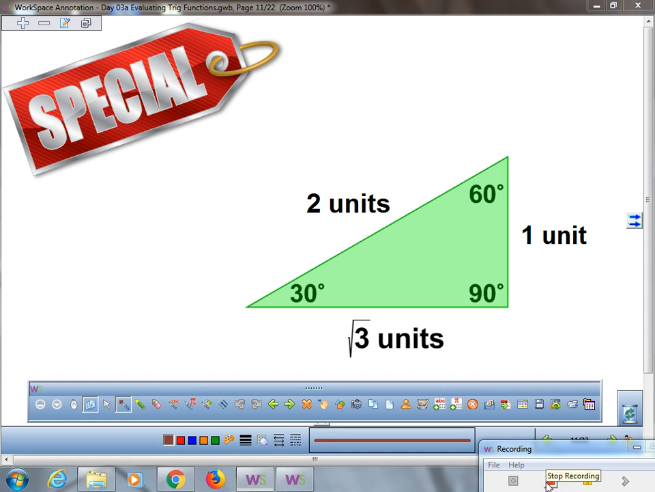Okay, so that's the end of today. So tomorrow we're going to dive into the unit circle with our special triangles. Okay? All right, fantastic. Thank you.